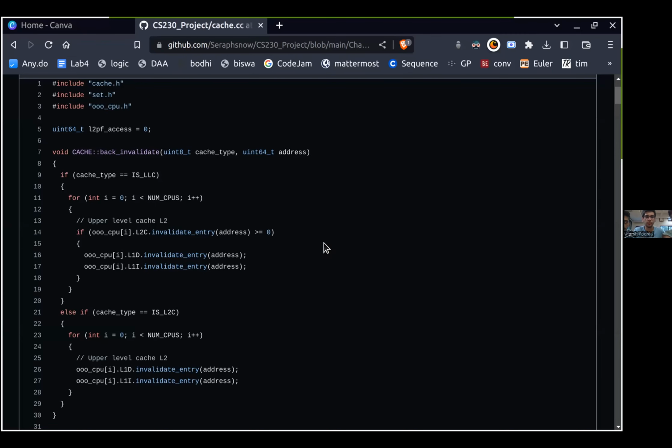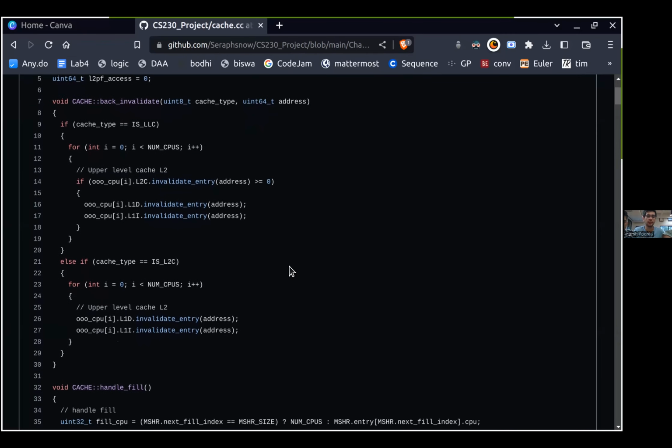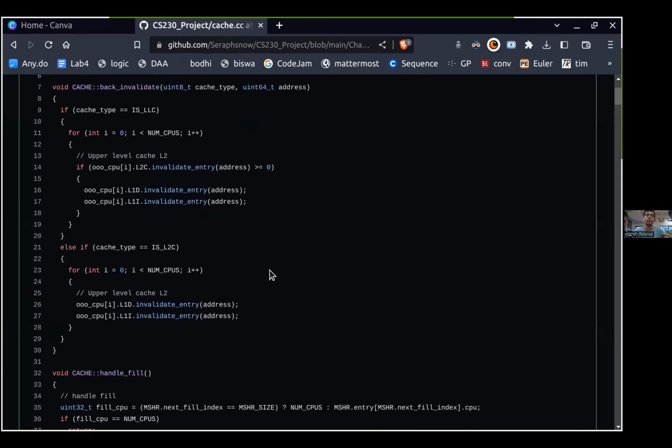Hi, so in this part of the video, we try and explain the code that we have written. For implementing the inclusive cache policy, by default, when we fill caches, it always fills from bottom to top. So always when there's a miss in the higher level cache, it fills all the caches below it, and then the block is sent to the higher level cache. So we didn't need to change anything in that.